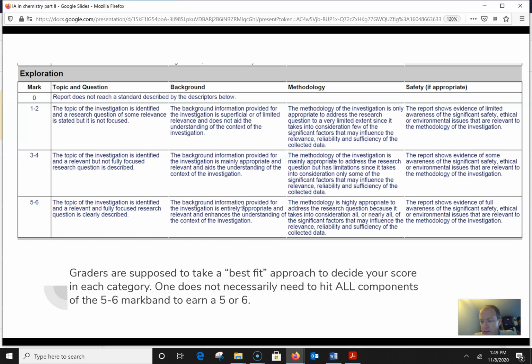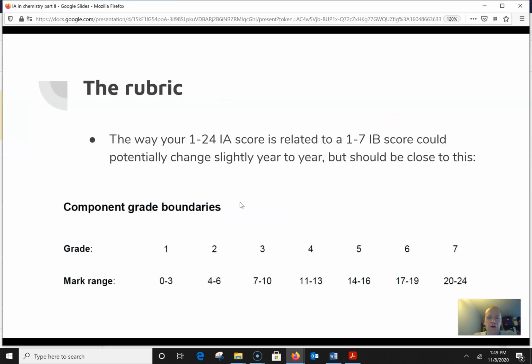But so, it just kind of depends. Honestly, it's going to be a challenge to grade these database IAs, especially for me, the first time doing it. So we'll see how it goes.